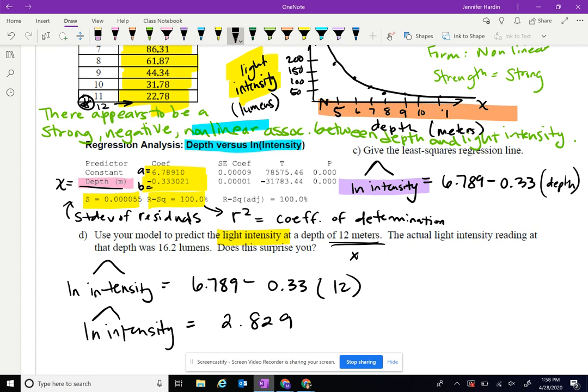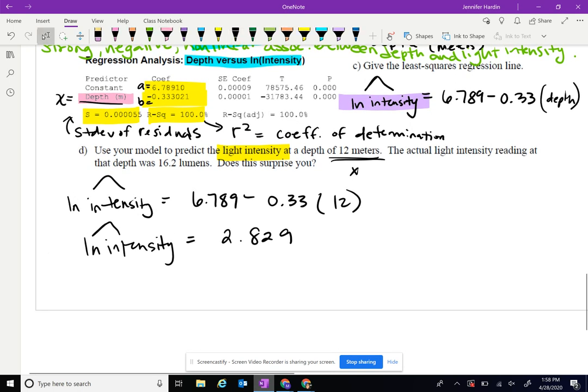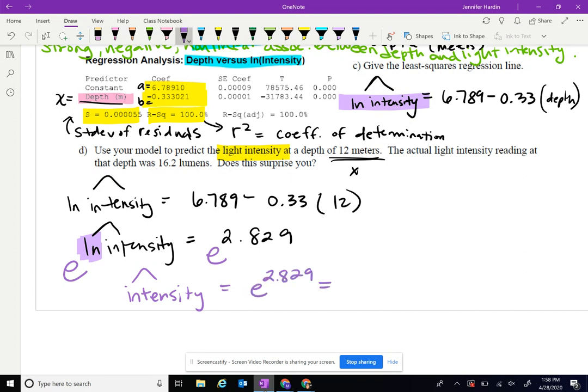We have to go through and get rid of the natural log. So just like in the last problem, I got rid of the log with its base. With the word log, that common log, the base was 10. For natural logs, the base is E. So to kill off the natural log, I'm going to base E both sides of my equation. And then I'm left with my prediction for the light intensity should be E to the power of 2.829, which is about 16.3.